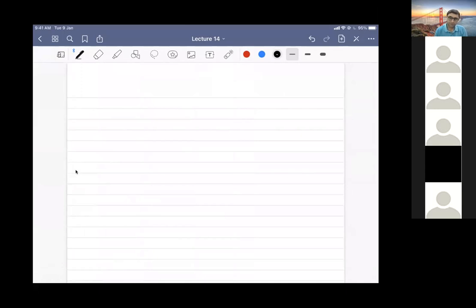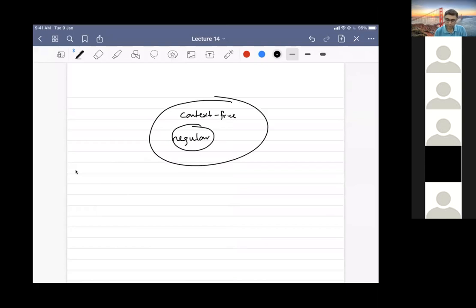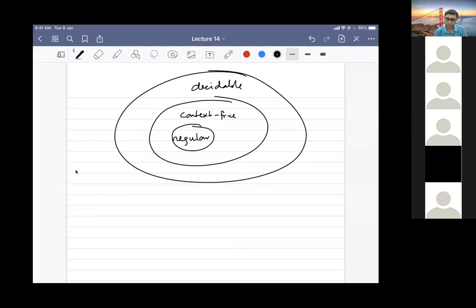Okay, with this we have a very simple result, and I've shown this before as well, but let me write it here again. We have regular languages, then we have context-free languages, then we have decidable languages, and then we have Turing-recognizable languages.